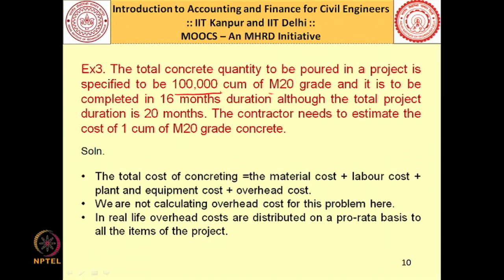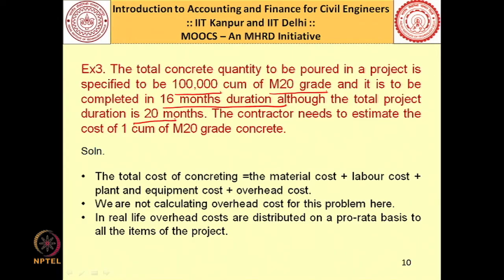I am told that I have to estimate the rate of carrying out 100,000 cubic meter of M20 grade concrete, and it is to be completed in 16 months time. Total project duration is 20 months. So, although the total project duration is 20 months, my schedule shows that the concreting operation has to be carried out only in 16 months time, and the total quantity involved is 100,000 cubic meter.